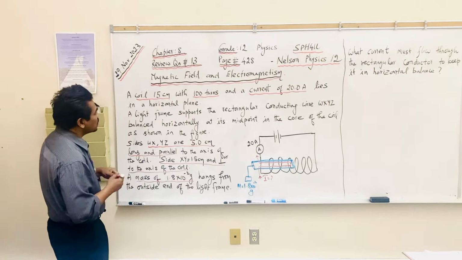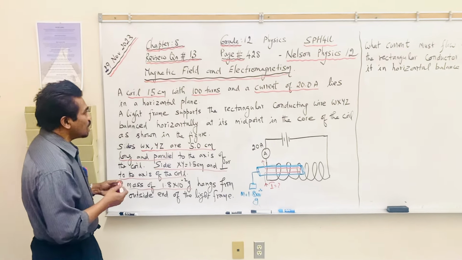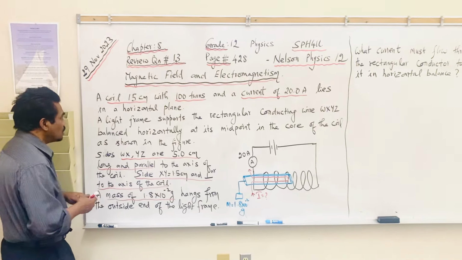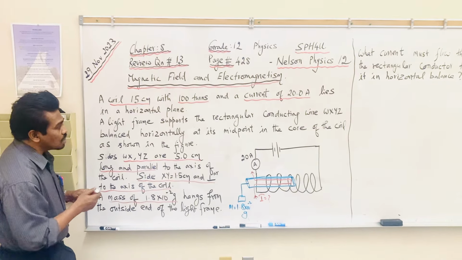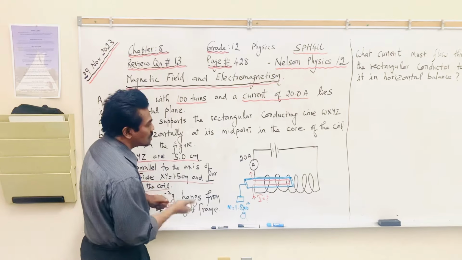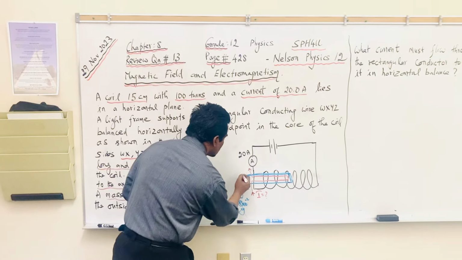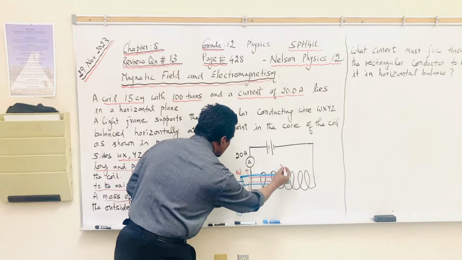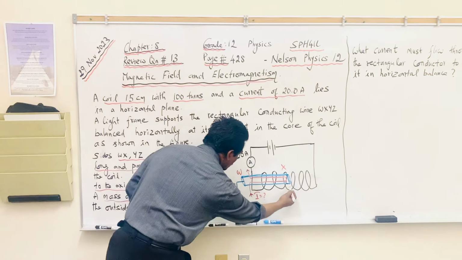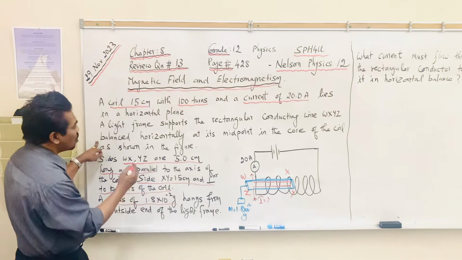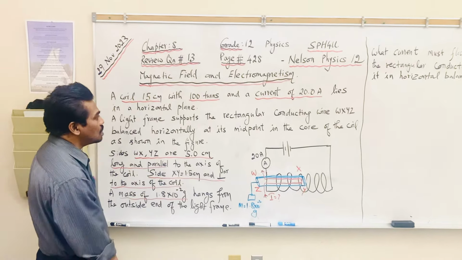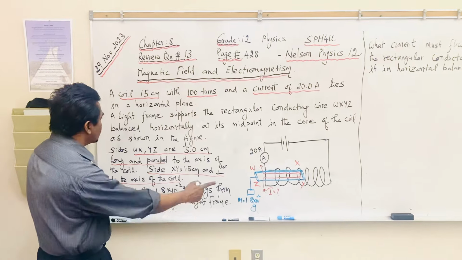A coil 15 centimeter with 100 turns and a current of 20 ampere lies in a horizontal plane. A light frame supports the rectangular conducting wire WXYZ, balanced horizontally at its midpoint in the core of the coil as shown in the figure.